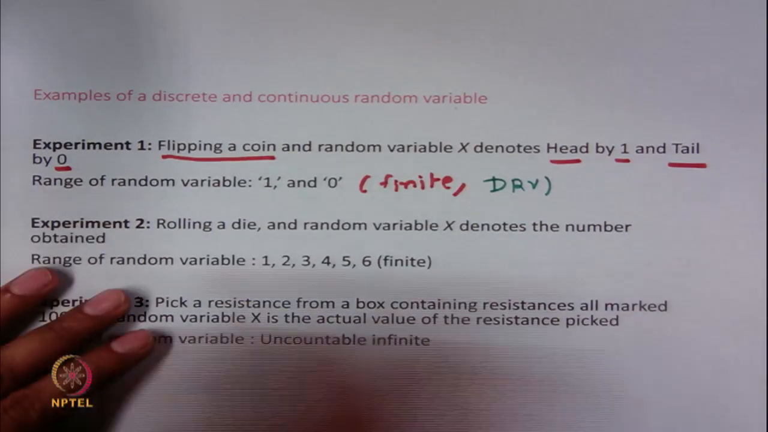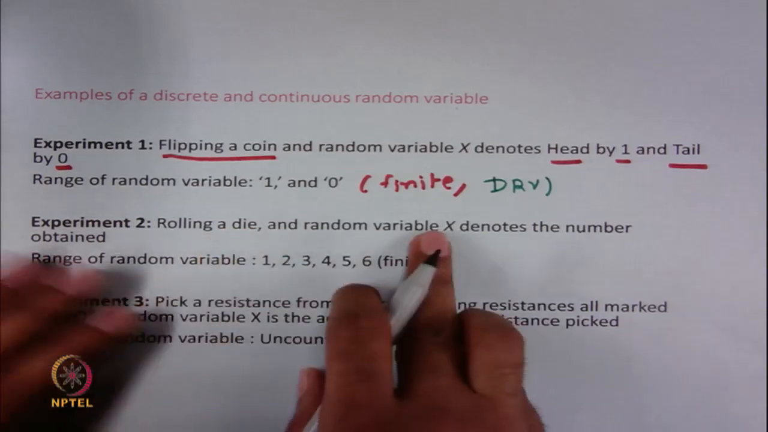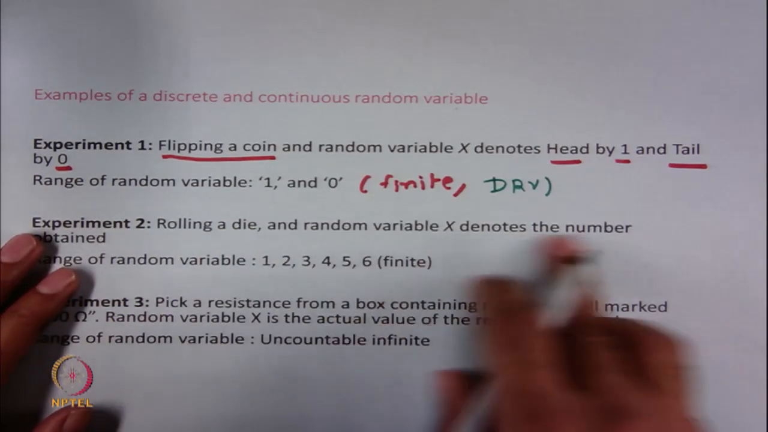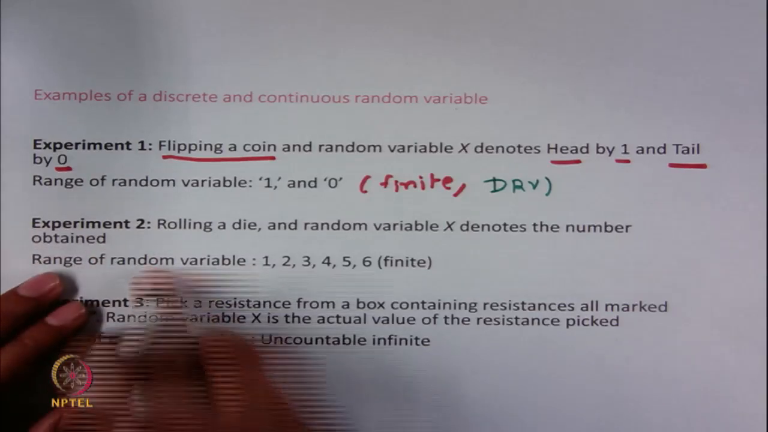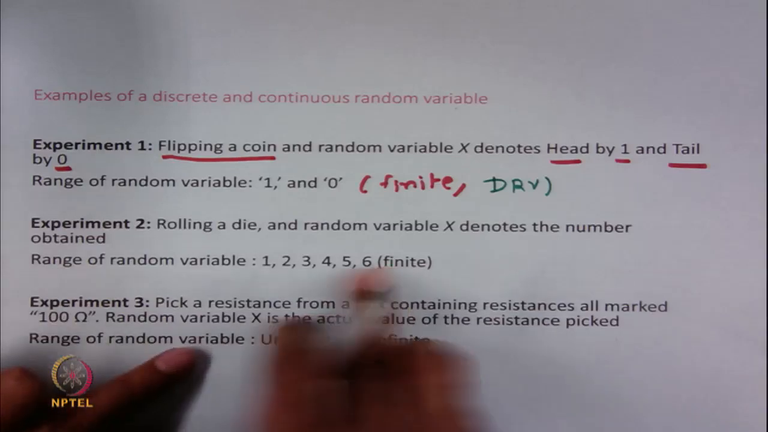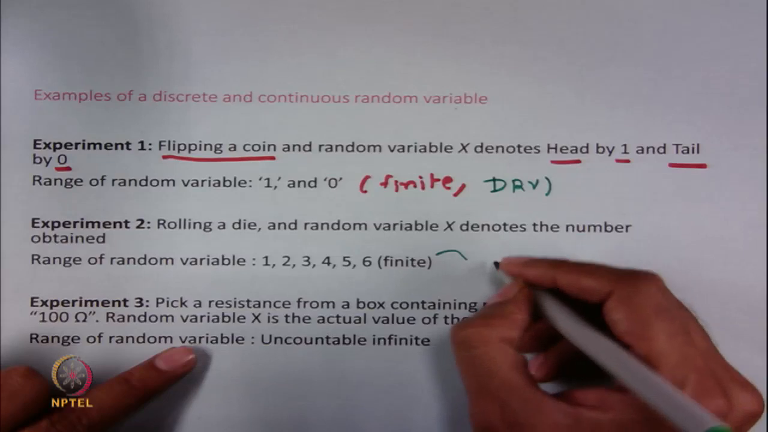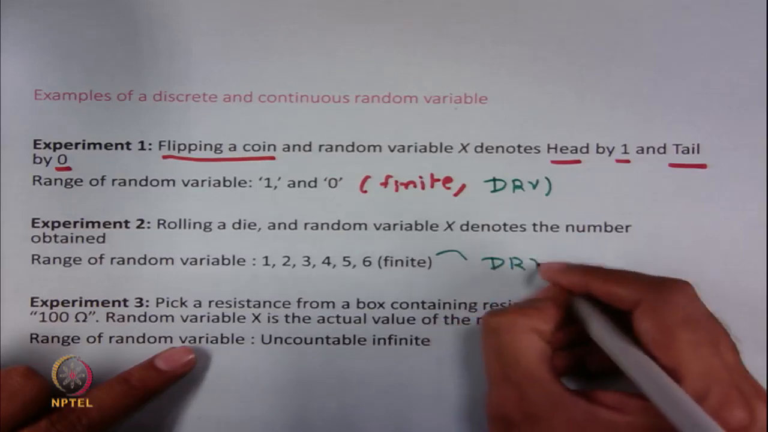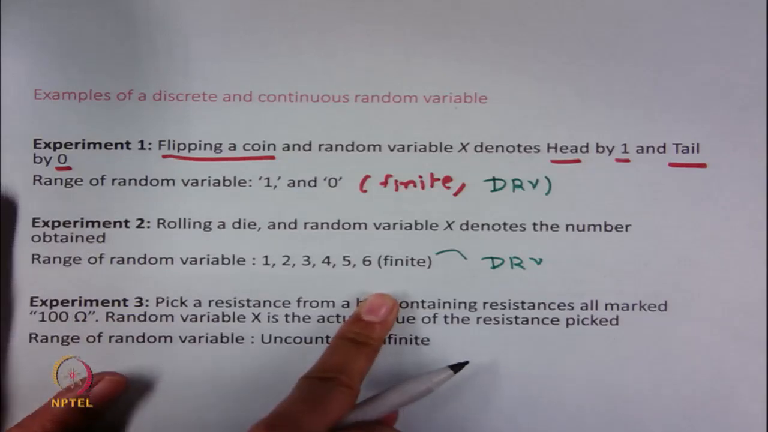and this random variable is a discrete random variable. Okay. I can do another trivial experiment of rolling a die, and then the random variable X can be used to denote the number obtained, and in that case the range of the random variable can be 1, 2, 3, 4, 5, 6. Again, as you can see, the range is finite, and this is also an example of a discrete random variable because the range of the random variable is finite.